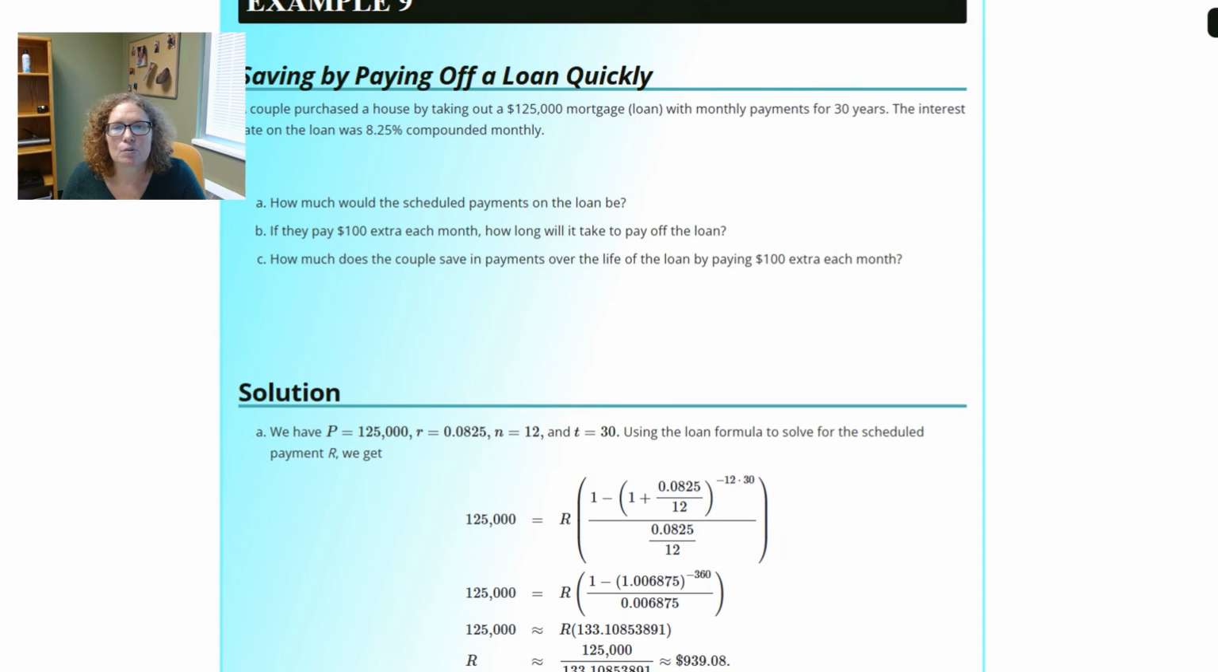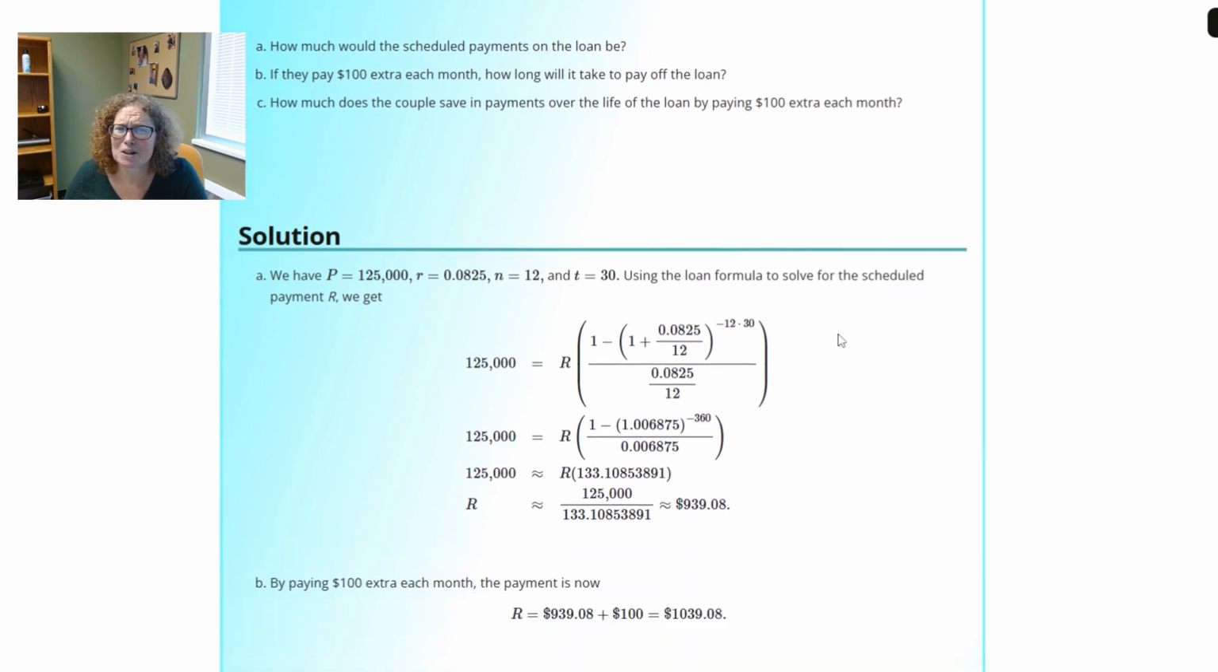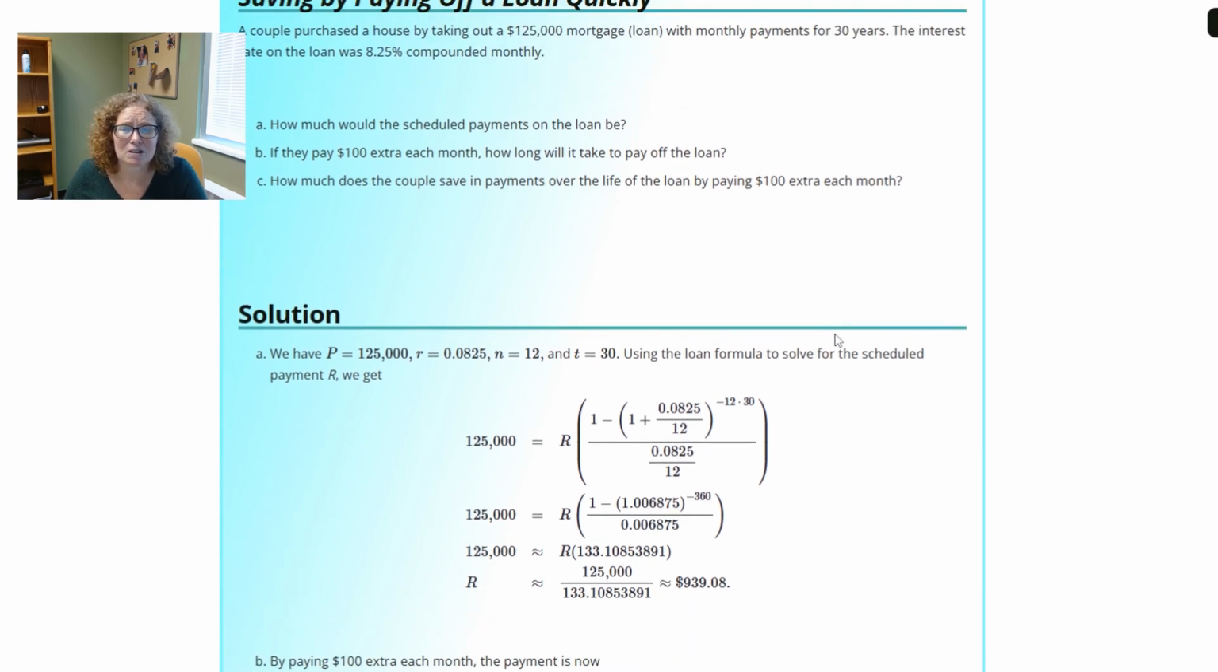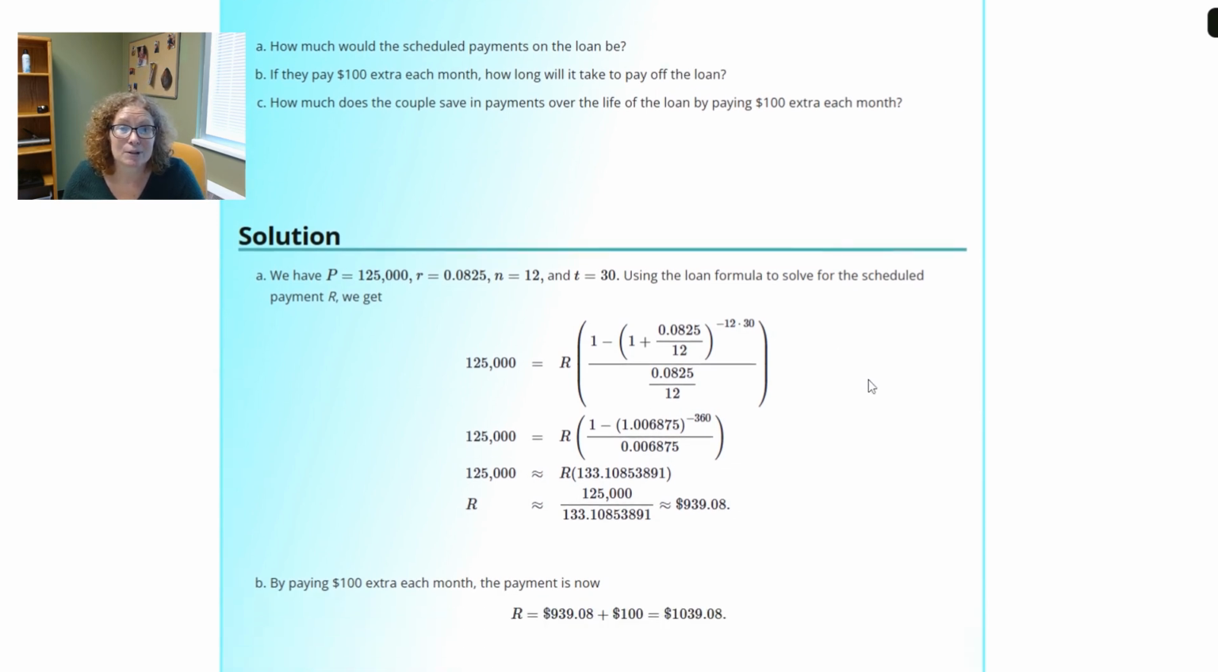So we want to know how much the scheduled payments would be. If you paid $100 extra each month, how long would it take to pay off the loan? And how much does the couple save in payments over the life of the loan by paying $100 extra each month? So why do you want to know that? Well, is it worth it? Is it worth me putting that extra $100 there, or should I put that somewhere else?